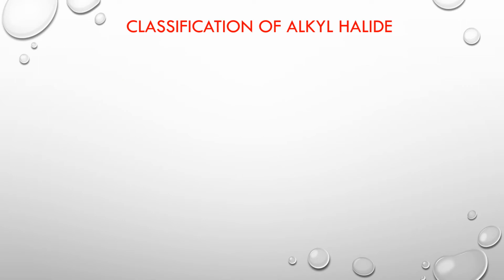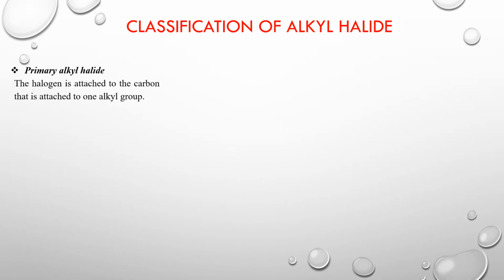The next thing we are going to be looking at is the classification of alkyl halides. Alkyl halides fall under 3 categories, namely primary alkyl halide, secondary alkyl halide, and tertiary alkyl halide. So let's see how these alkyl halides can be identified. Now when we're looking at a primary alkyl halide, you look at the halogen and which carbon it is attached to. So the carbon attached to that halogen should be attached to one alkyl group. When I'm talking about alkyl group, I'm talking about a carbon hydrogen group, like a CH3 group, C2H5 group, etc.